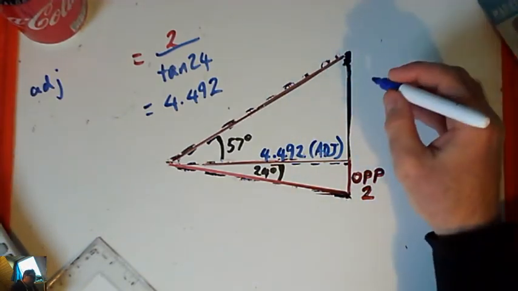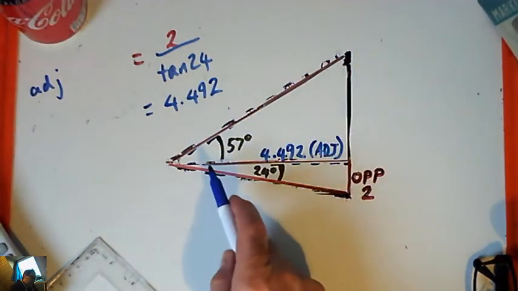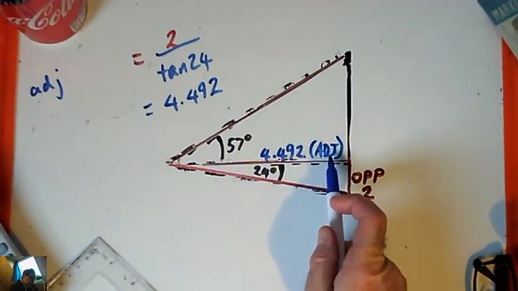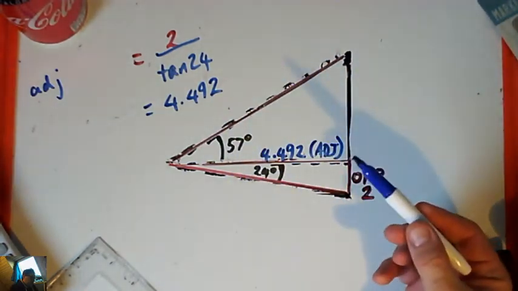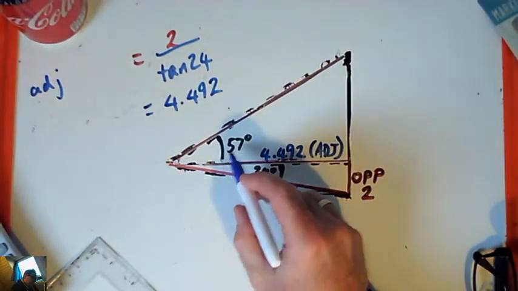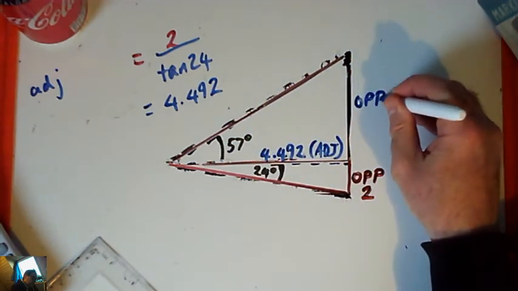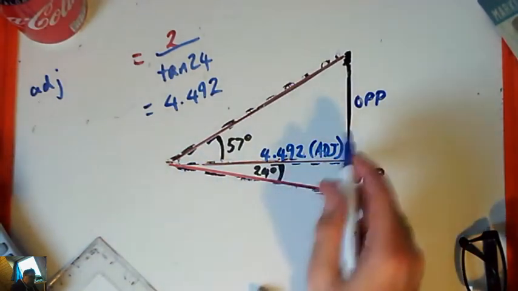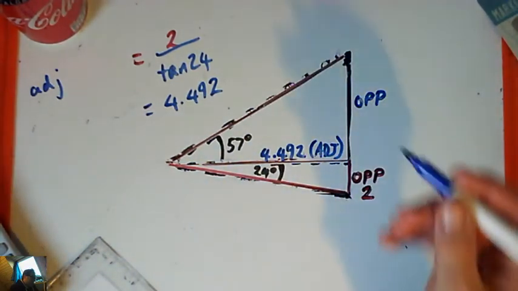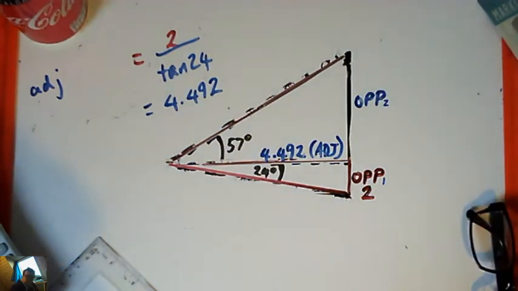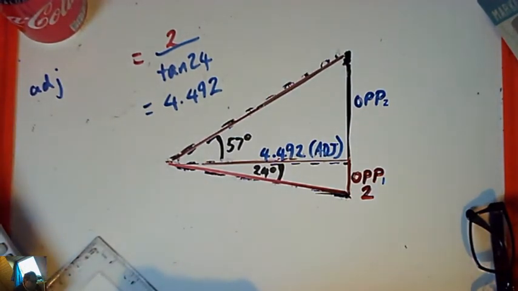Okay, so I've now got the big triangle where I figured out the adjacent side, and it is also adjacent in the big triangle to the 57, and then the height of the big triangle is the opposite side to the 57. I don't like having two things called opposite, so let's call them op1 and op2, just so that we've got some kind of consistency with the notation.